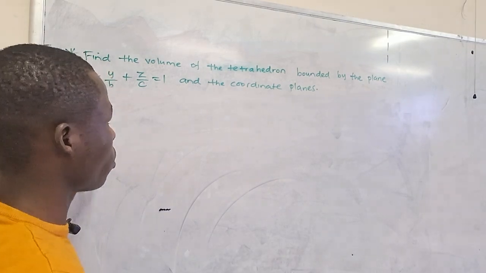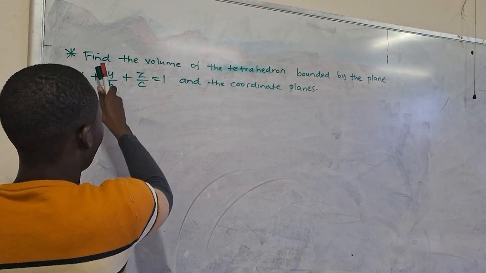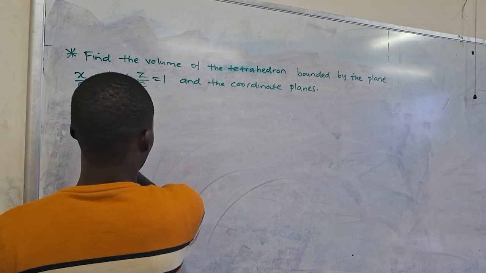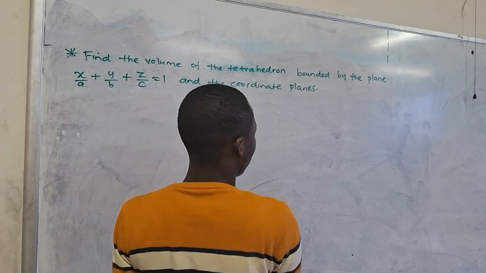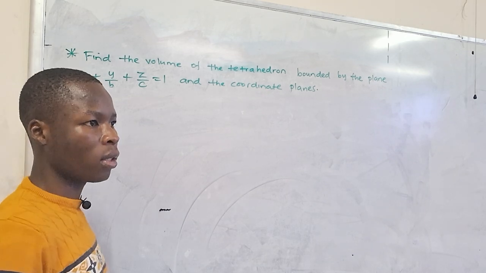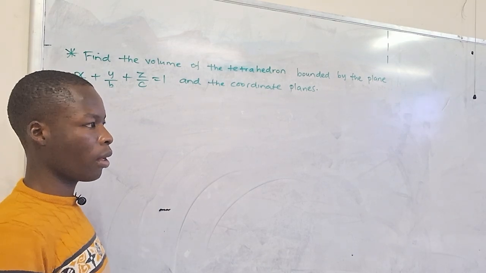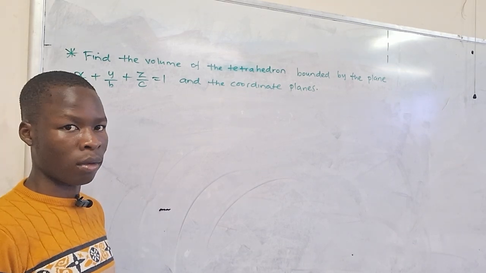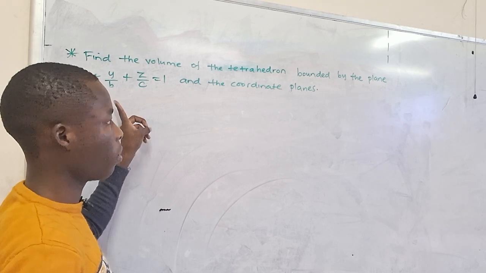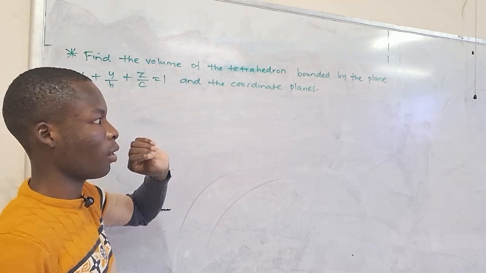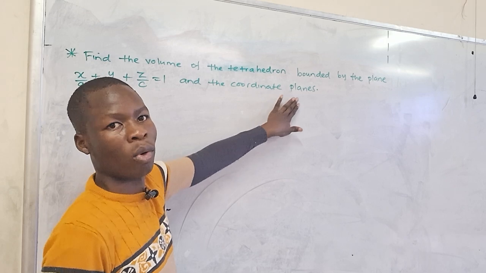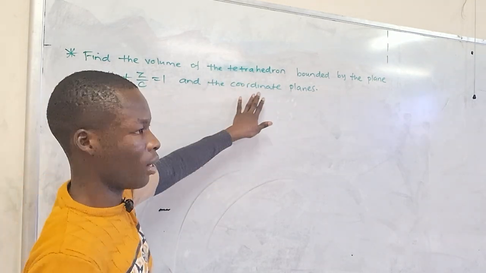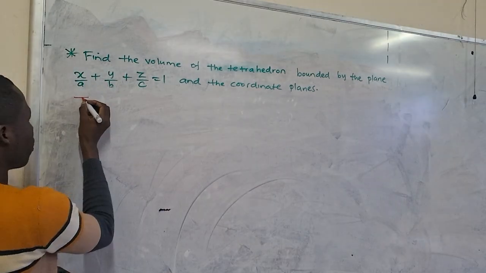Okay guys, let's do this question. Find the volume of the tetrahedron bounded by the plane and the coordinate planes. So the question is asking you to find the volume. I told you in the previous lesson that a triple integral is used to find the volume. So I am going to use a triple integral to find the volume of the tetrahedron bounded by this plane and the coordinate planes.